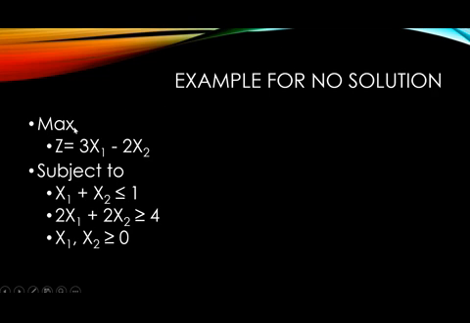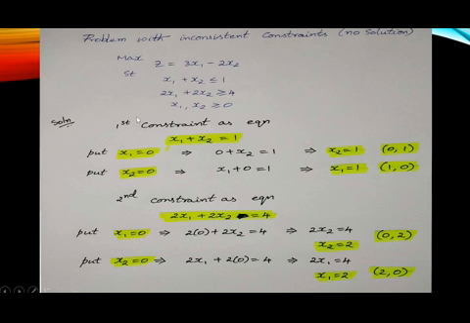So the problem that I consider is max z equals 3x1 minus 2x2, subject to x1 plus x2 less than or equal to 1, 2x1 plus 2x2 greater than or equal to 4, and the non-negativity constraint x1, x2 greater than or equal to 0. So when I try to solve it with the procedure, first constraint as an equation: x1 plus x2 equals 1. x1 equals 0, x2 equals 1. When I put x2 equals 0, I get x1 equals 1. So the points that I get are 0, 1 and 1, 0.